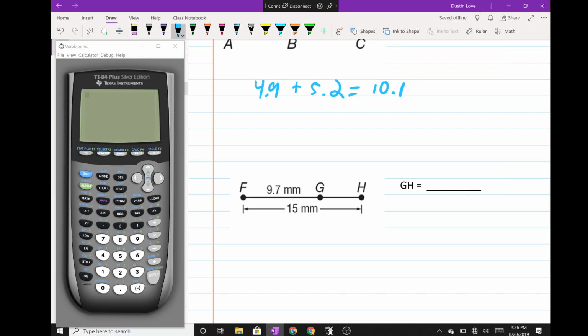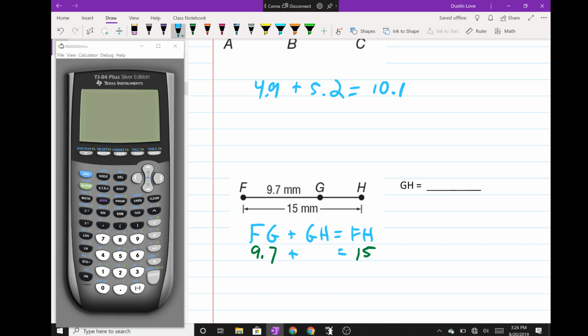Okay? So, all we do is, I'm going to overkill the algebra here for a second. I realize you probably wouldn't have to write this all the way out. I just want to write it out in case you need it for something later on. Technically, we've got FG plus GH, the left side plus the right side equals the whole thing FH. So then when I go to plug all that in, FG is 9.7. FH, the whole thing is 15.